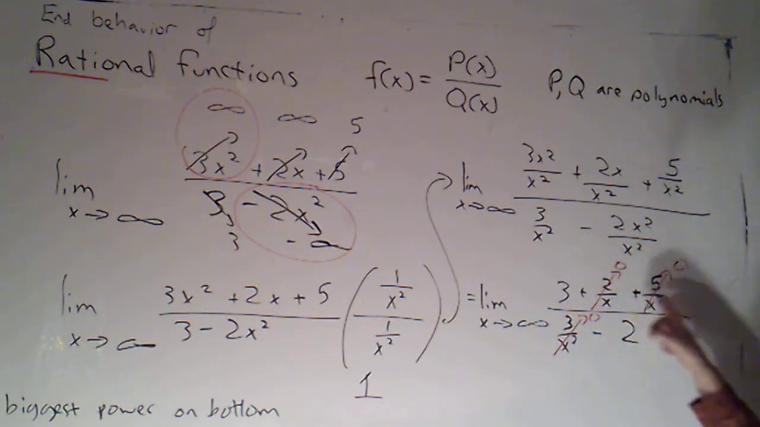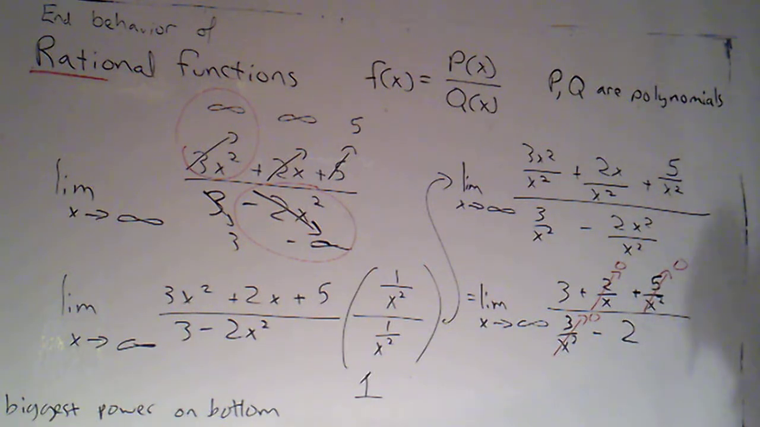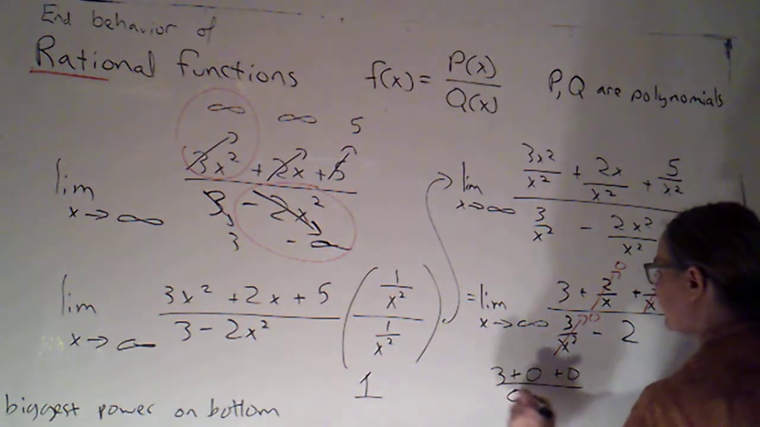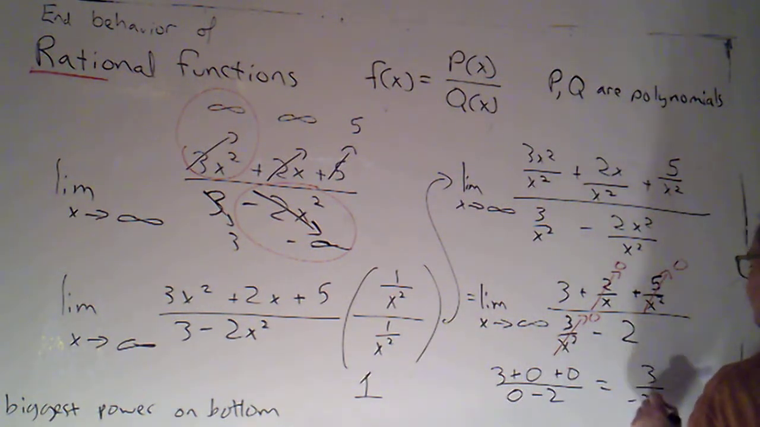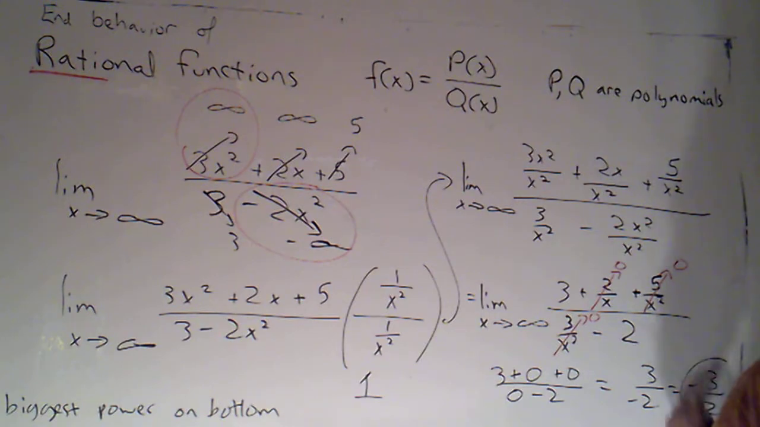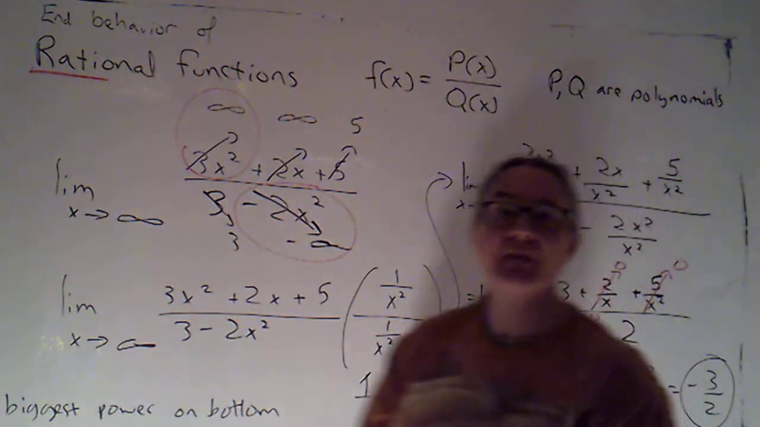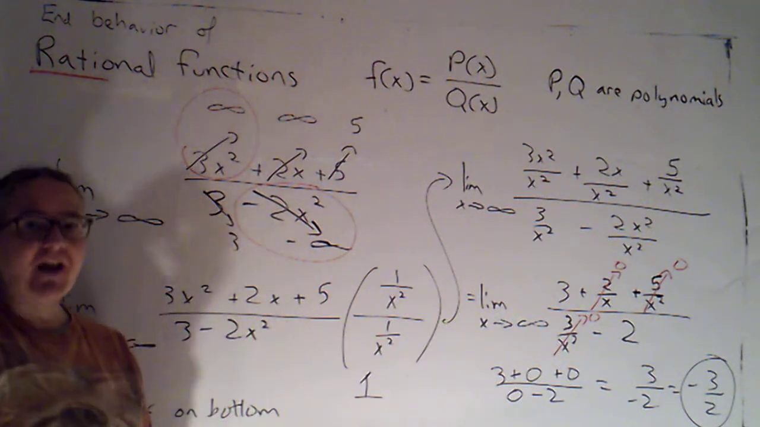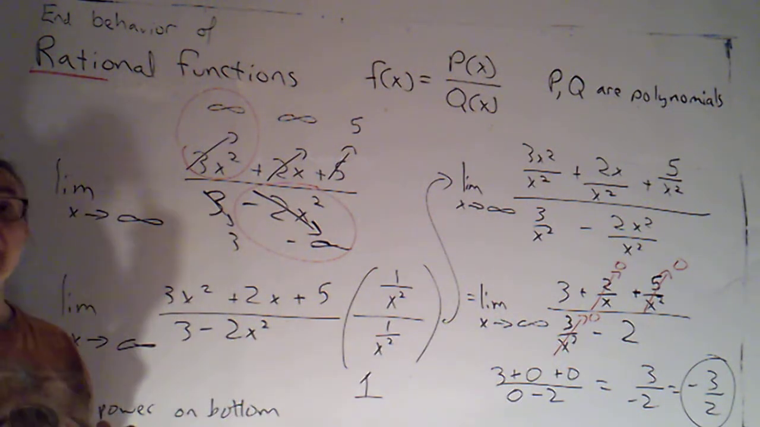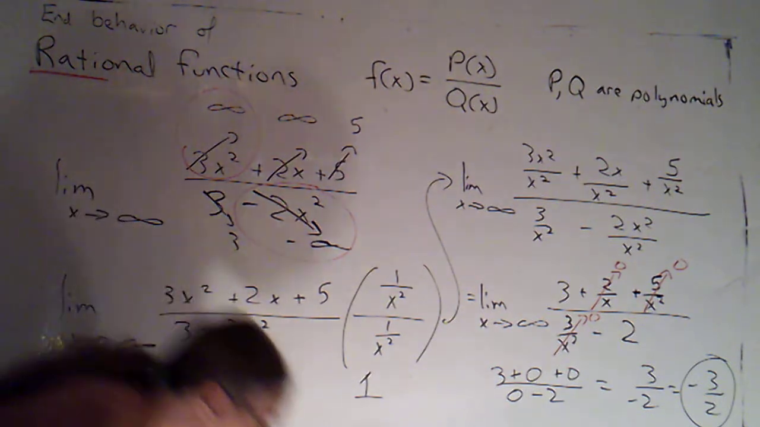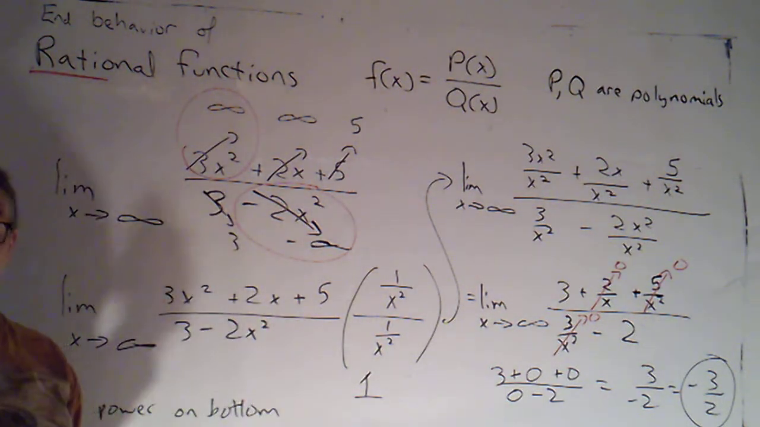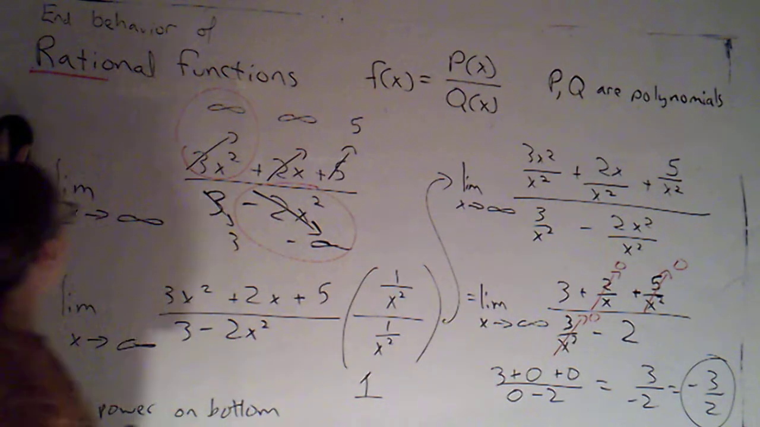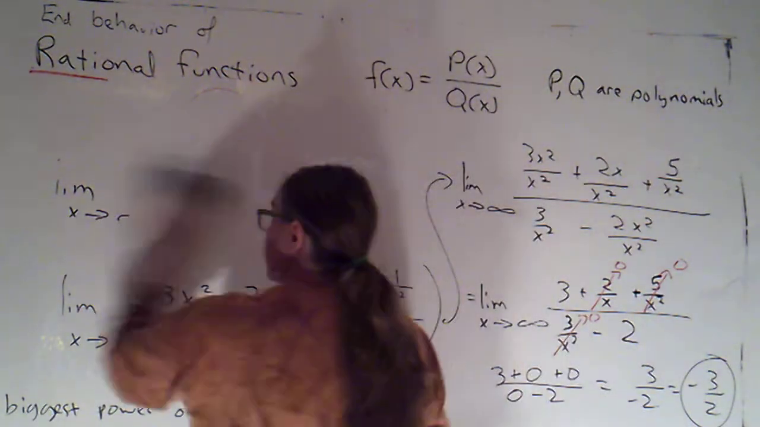Now I can evaluate the limit of each piece and then do the arithmetic. I can say that's 3 plus 0 over 0 minus 2. That's 3 over negative 2, or just negative 3 halves. Okay. So we went from having a bunch of big pieces to a bunch of finite pieces so that we could evaluate the limit. Now, this technique is a great strategy for determining the end behavior of rational functions. I will just show you a shortcut.